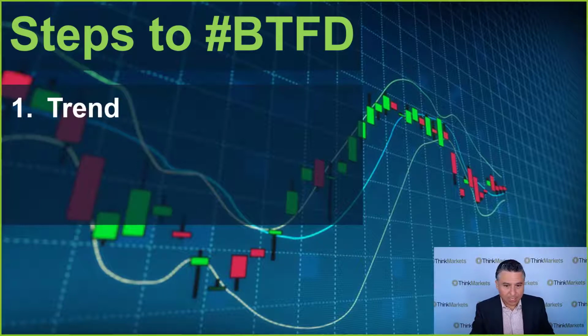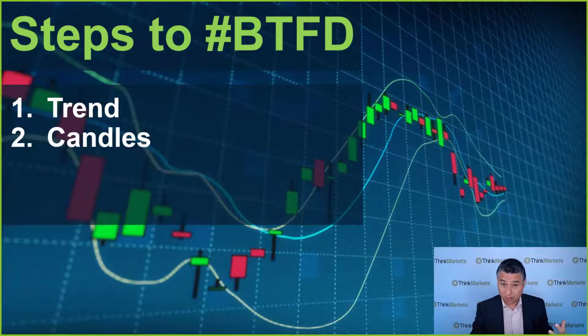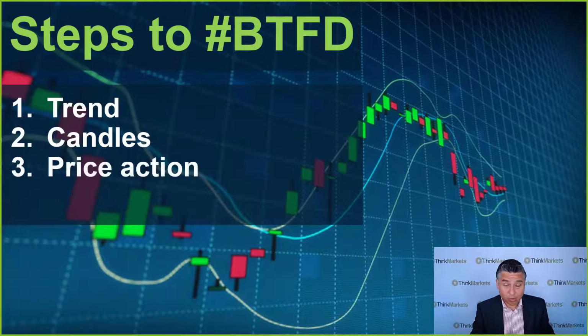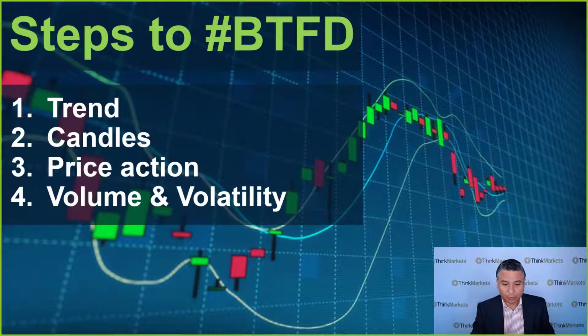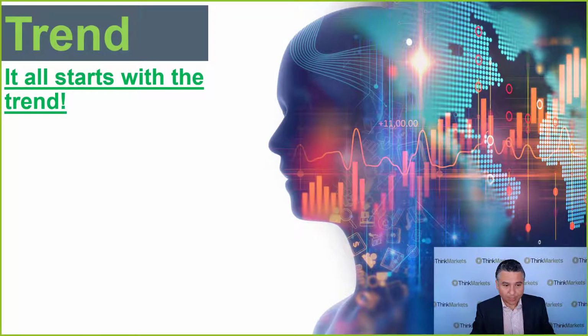Okay, so steps to getting this right. Number one, we're going to understand how we can make the trend work for us. Within that trend, we're going to look for candlestick signals, price action signals, and volume and volatility signals, and we'll go through each of these throughout the webinar. But it does start with trend, most important thing to get right.